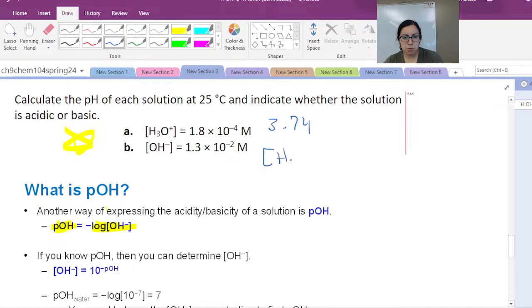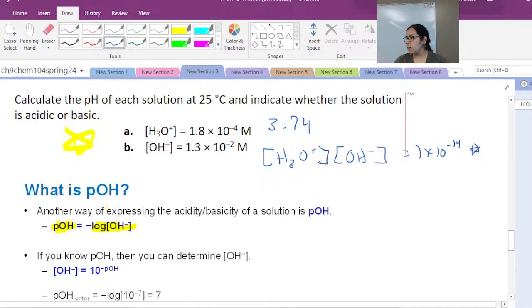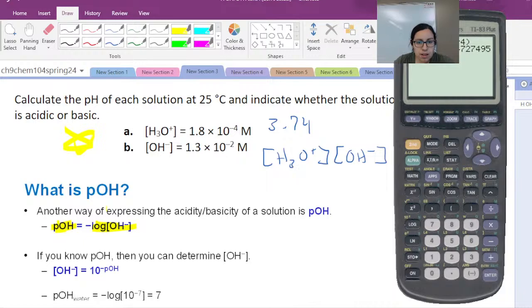So remember what it was. It's hydronium times our hydroxide concentration, so they're multiplied, equals 1 times 10 to the negative 14. So this was kind of the key thing that we needed, given the information that we have so far. Once we get to this pOH one, we're going to re-go over all the formulas. But based on what we have, let's start with this. And so now let's solve. And I'll do the algebra.